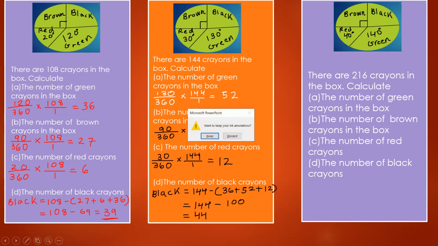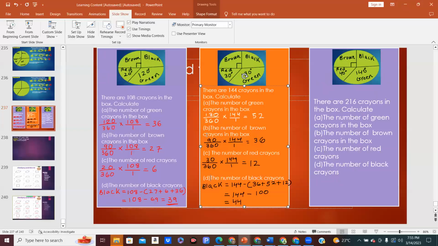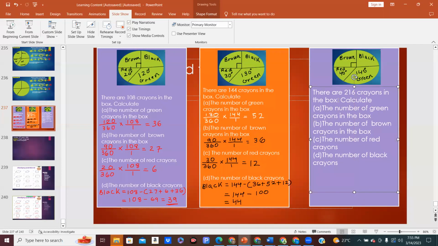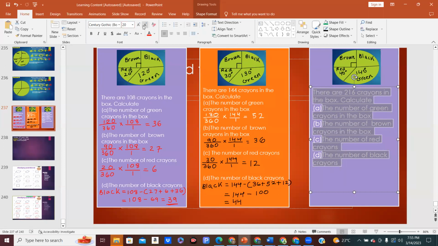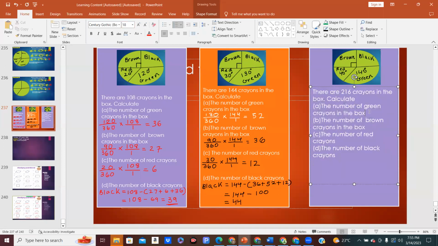Hudson. Where's Hudson? Hello? Yes, did you finish number 3? I finished it. Okay, can you explain how you got your answers for A, B, C, and D, please?